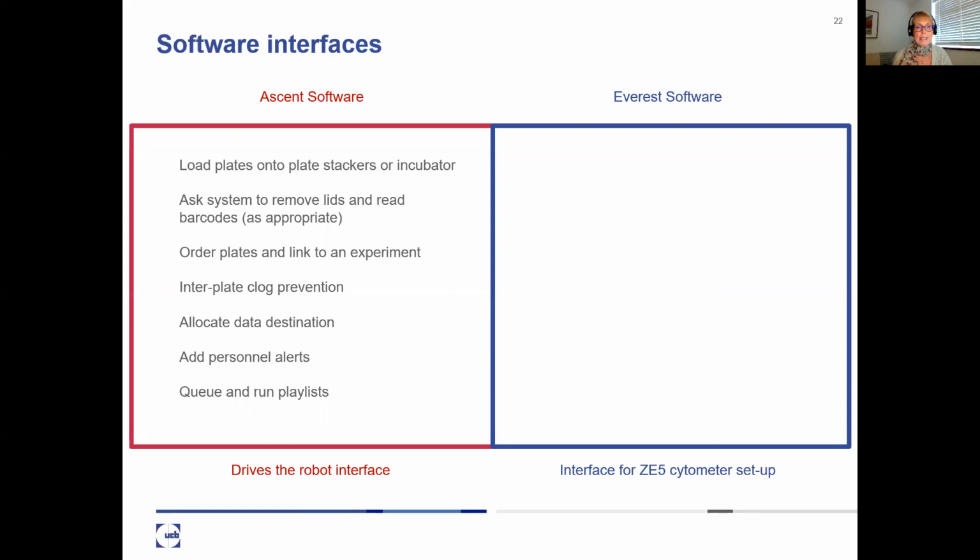We can order plates and link to an experiment. I've already talked about the clog prevention. We can designate the data destination. We can add personal alerts, and that's when the system emails you when it has a problem. And we can queue and run playlists. So it means that we can have scientists with different experiments queue and then run their samples.